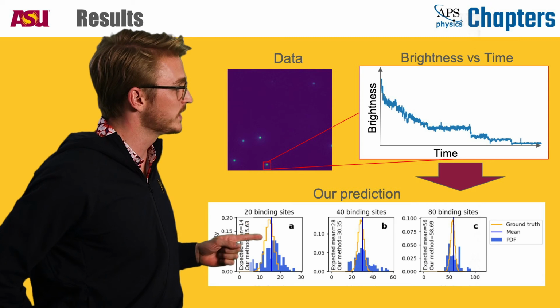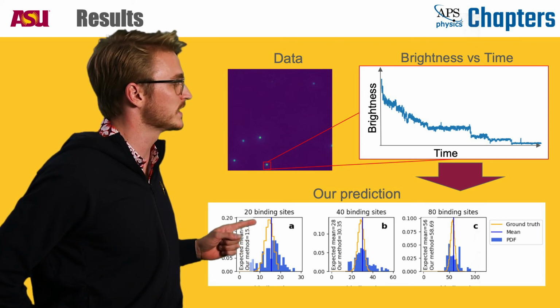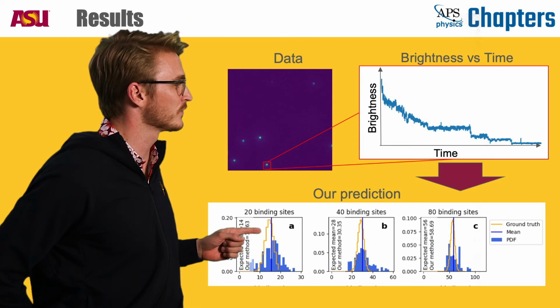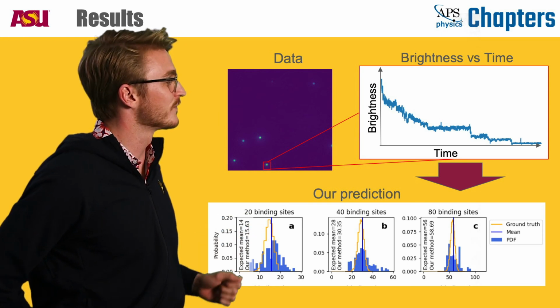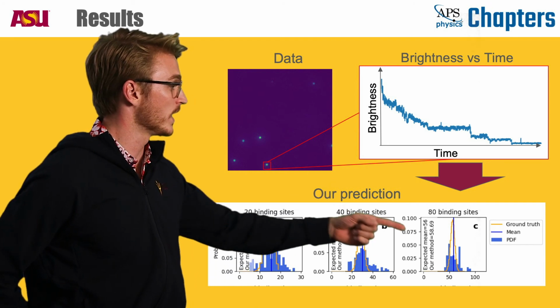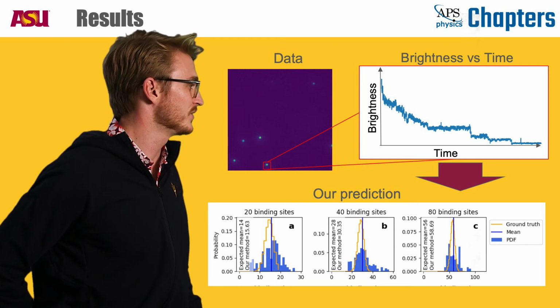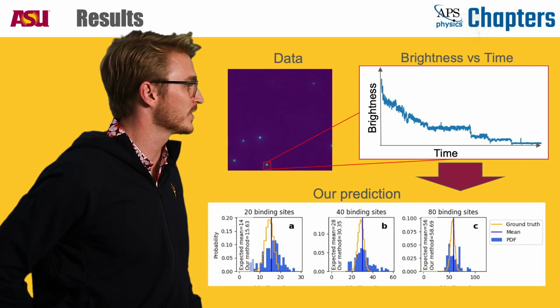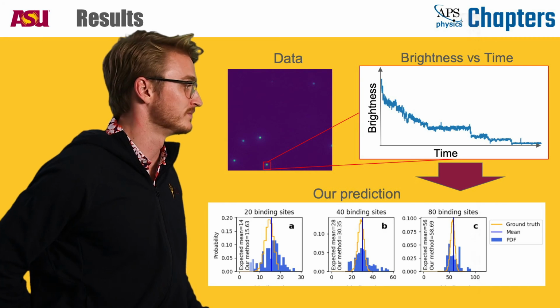For example, here I show results on DNA origami with 20 binding sites and 70% labeling efficiency. We expect to find 14 fluorophores on average, and that is very close to what we find. Furthermore, by adding together the brightness of multiple ROIs, we can test how high we can count. We show that using our methods, we can count up to about 100 fluorophores from data where there really isn't any visible brightness steps at all.